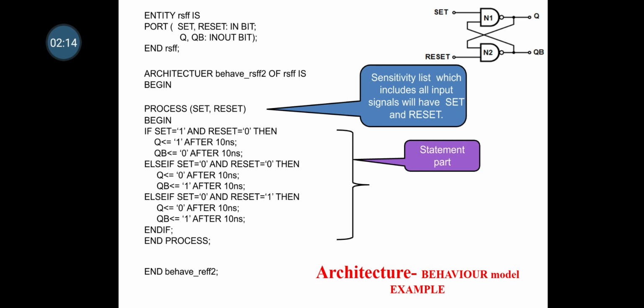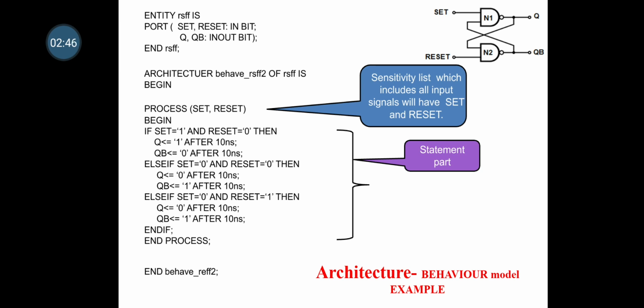You write the Boolean condition after if. For set equal to 1 and reset equal to 0, Q is assigned 1 and QB is assigned 0. The after clause is used so that the value is assigned to Q and QB after 10 nanoseconds. Else if set is 0 and reset is 0, then Q is 0 after 10 nanoseconds and QB is 1 after 10 nanoseconds.